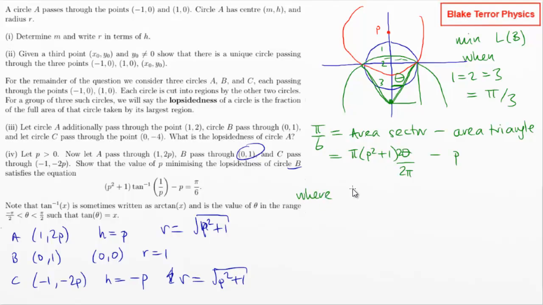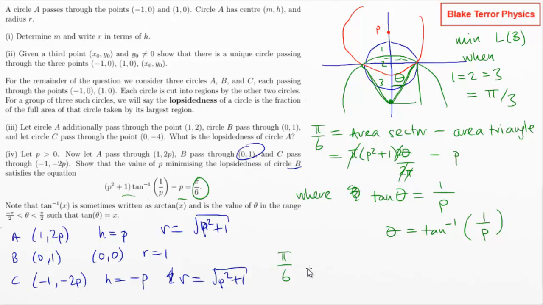Where theta, well, actually tan theta is going to be opposite over adjacent, so that is 1 over p. So theta equals tan to the minus 1 of 1 over p. Right, we just got to put it all in now. So we've got pi over 6. Oh, which they do have here. I haven't really paid much attention. Oh, and we got the p. Oh, we got everything there. It's done, isn't it? That 2 cancels with that. That pi cancels with that. So we've got pi over 6 is equal to p squared plus 1 times tan to the minus 1 of 1 over p, minus p. Right, that drops out really easily.